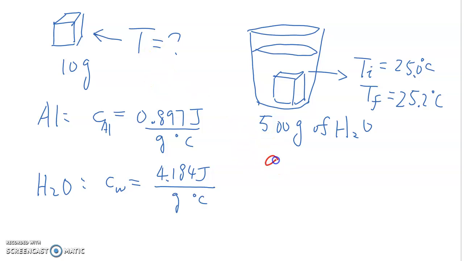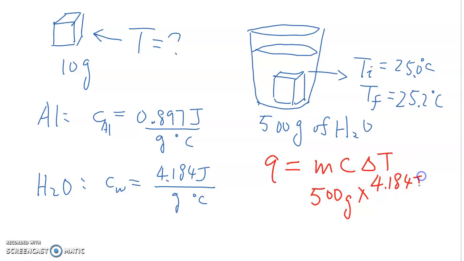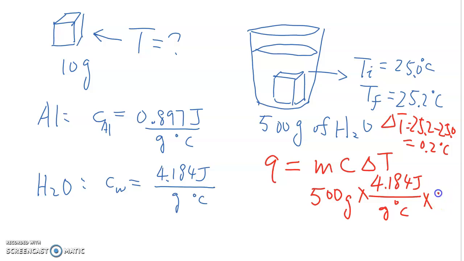So let's try. The heat absorbed by water is equal to mc delta T, where m is 500 grams, C is 4.184 joule per gram degree Celsius. What is the delta T? Delta T is 25.2 minus 25.0, which is equal to 0.2 degrees Celsius. So I put 0.2 degrees Celsius here.